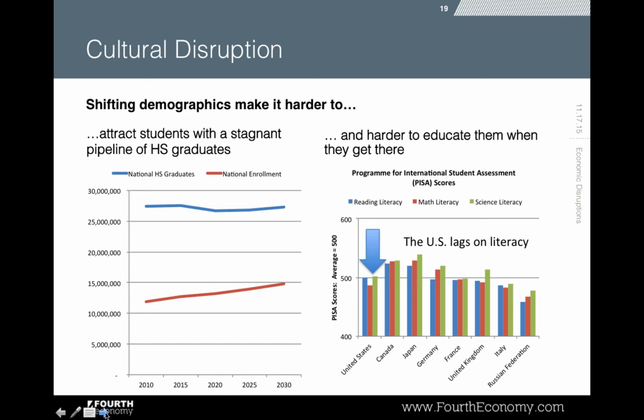In the U.S., we've seen the shifting demographics make it harder to attract students. The number of students graduating from high school has essentially been flatline, and is projected to continue flatline. We've been able to grow enrollments only by gaining a greater market share of those graduates. But we found that we're lagging on literacy. And as we try to expand that market share by getting more non-traditional students, it's going to become even harder to educate those students. And it's going to be harder for the U.S. to compete globally against the educated and skilled talent that's available in the rest of the world. And we also see that the aging of the population can also make it harder to get political support for education funding.